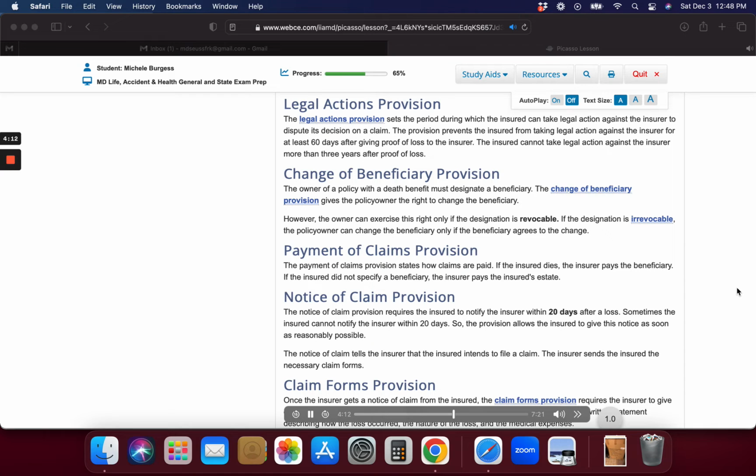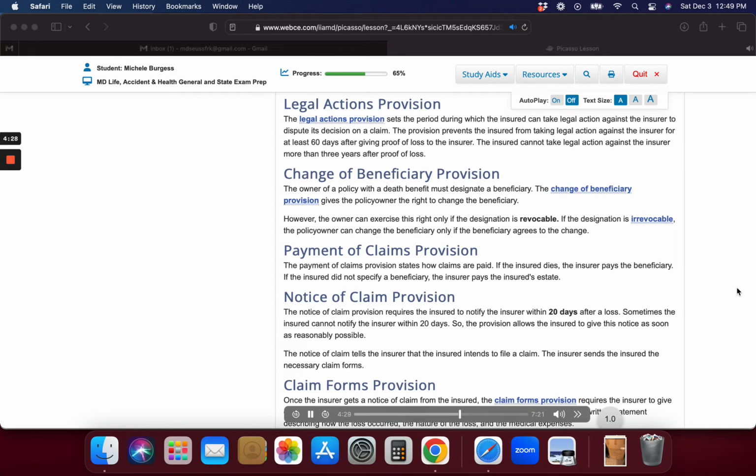Payment of claims provision. The payment of claims provision states how claims are paid. If the insured dies, the insurer pays the beneficiary. If the insured did not specify a beneficiary, the insurer pays the insured's estate.